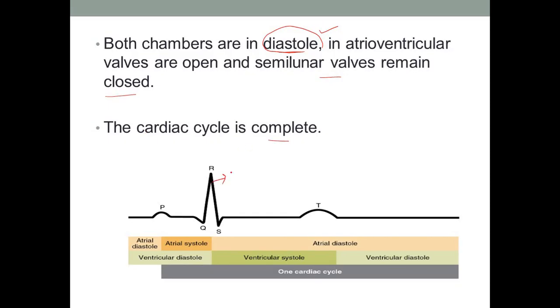This is ventricular systole. Systole here ranges from S to Q, and this Q phase is ventricular diastole and P is atrial diastole. This is all about ventricular diastole.